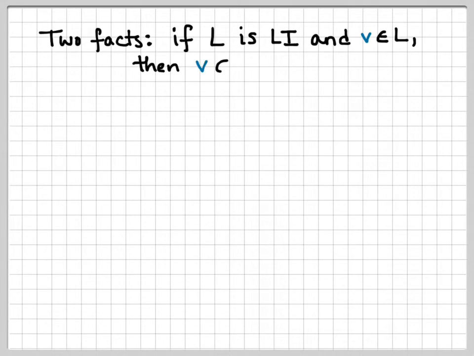Okay, before we start, there are two facts that are going to be really useful in this theorem. The first fact is that if L is linearly independent and V is an element of L, then V is not an element of the span of the things in L other than V. If V could be written in terms of the other elements of L, then L would be dependent.